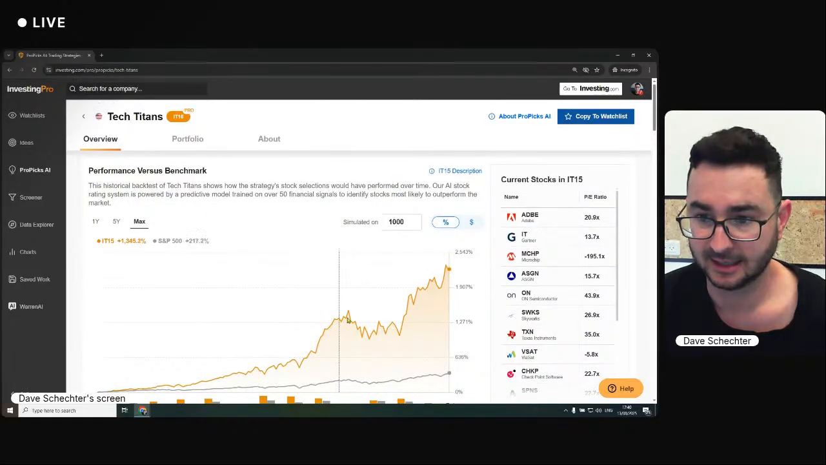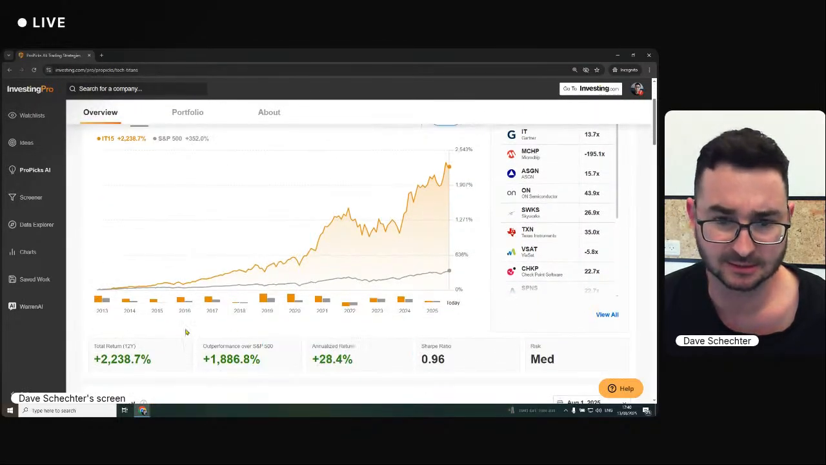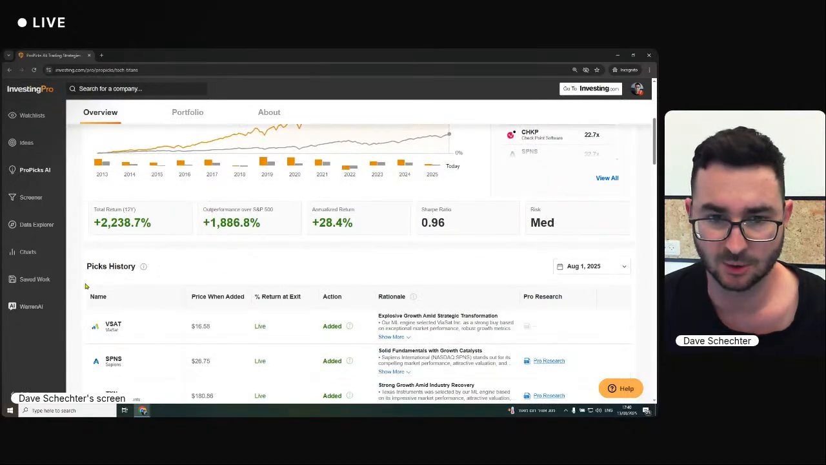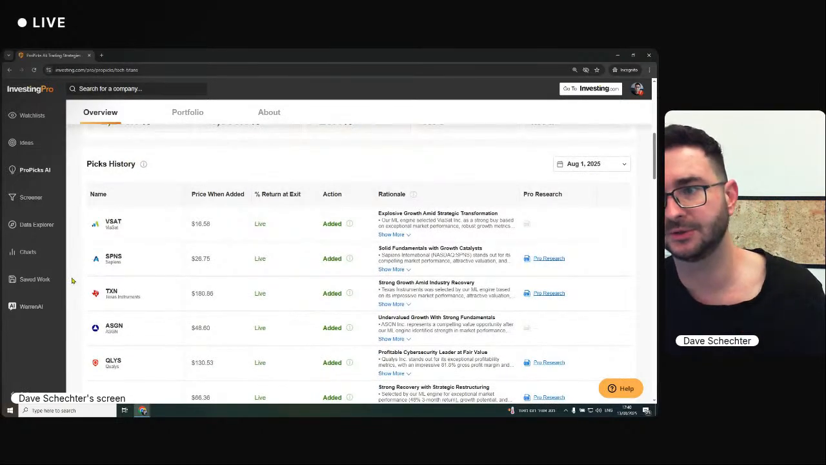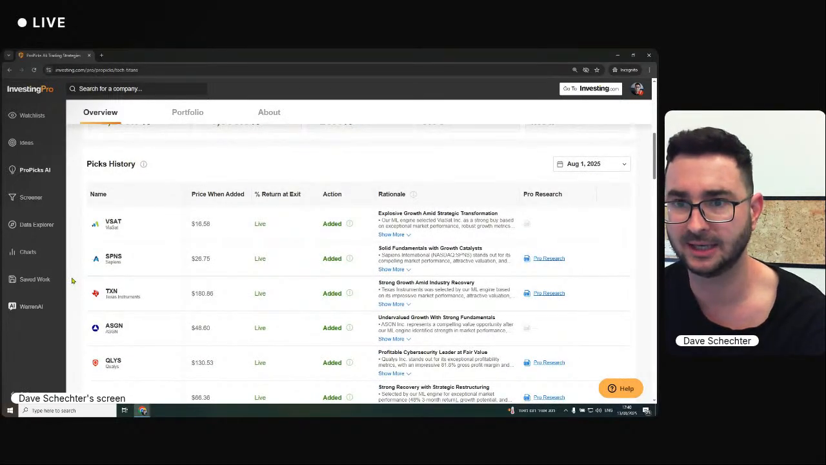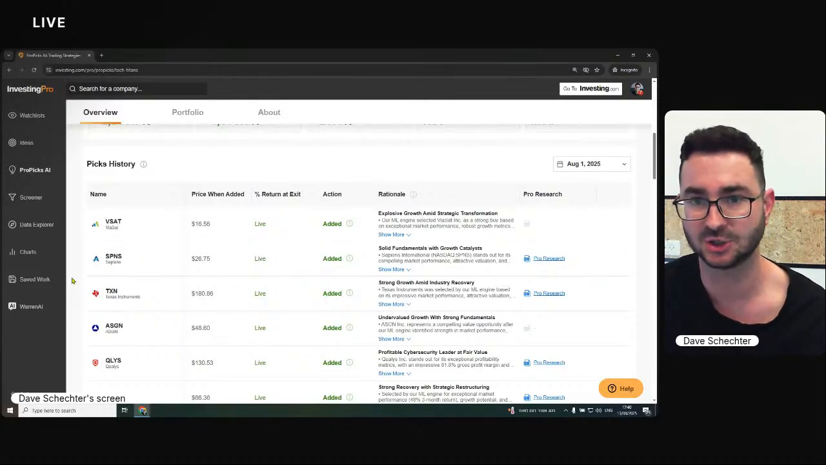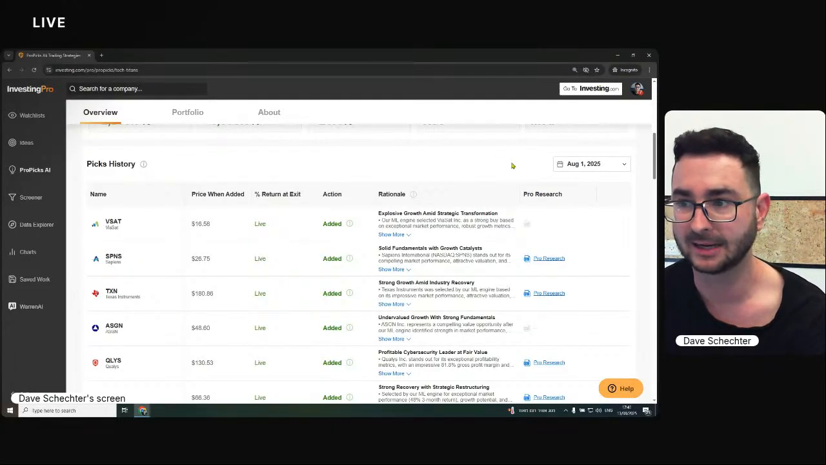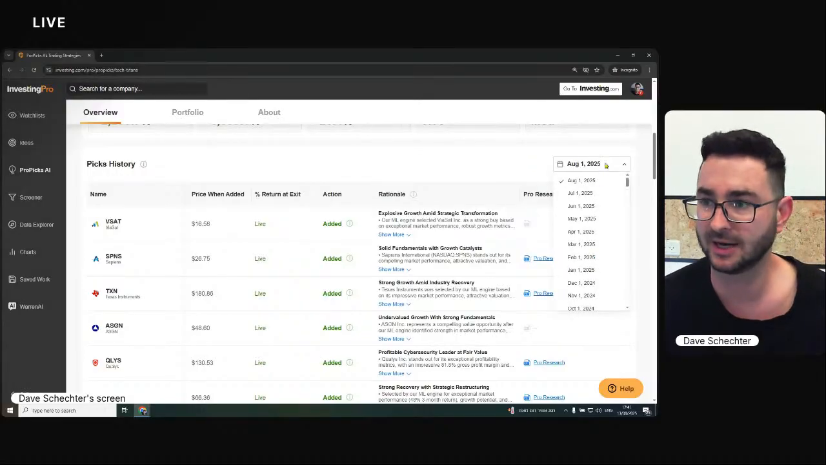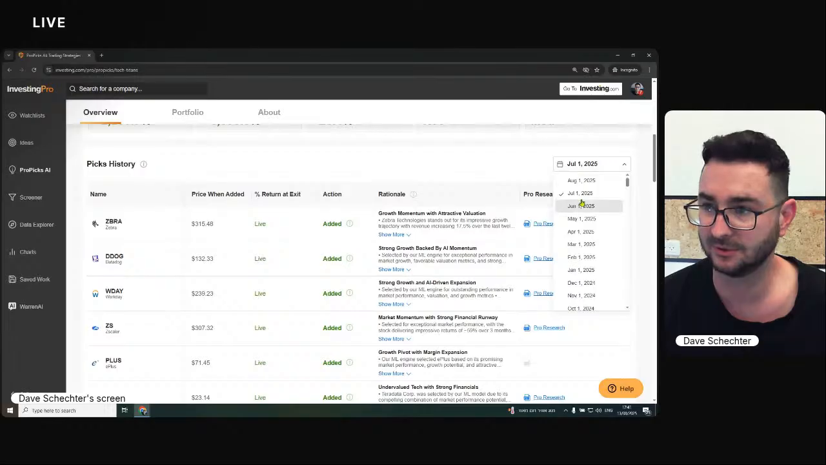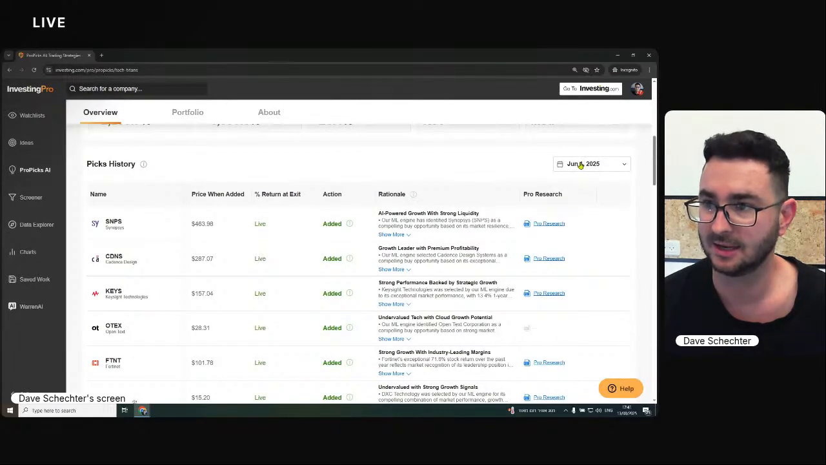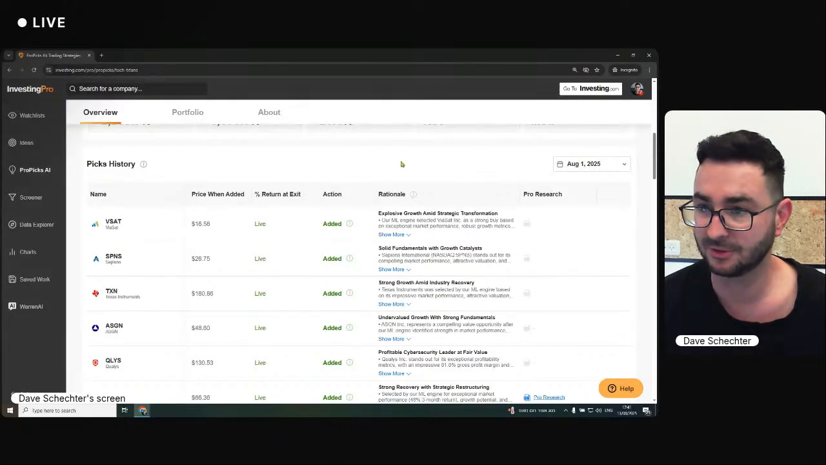And here is this strategy's performance in a backtest since 2013. So if I wanted to understand the movements that have been happening inside this strategy's portfolio over time, I can do that by clicking on the drop-down menu in the right corner of the screen in order to be able to view the strategy each and every month.